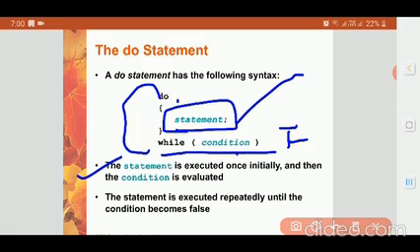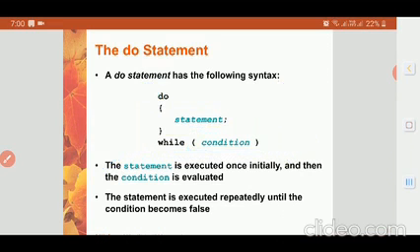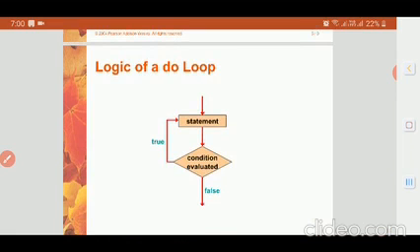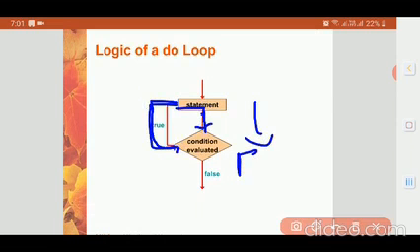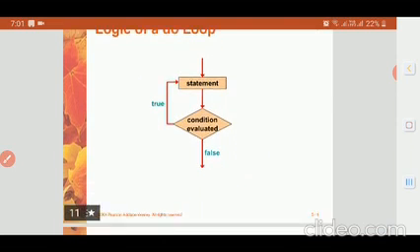Then the statement is executed repeatedly until this condition becomes false. Until it becomes false, it will keep on executing the statement. This is the concept of do while statements. We will see the flow diagram. First, the statement is executed the first time. Then it will check the condition. If the condition is true, once again the statement will be executed. Then it checks the condition again. Once the condition becomes false, it will terminate the loop and come out. So this is how our do statement works.